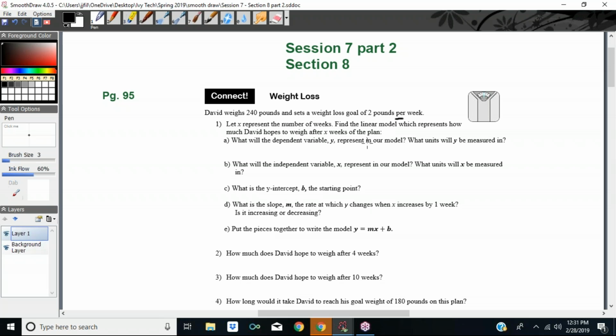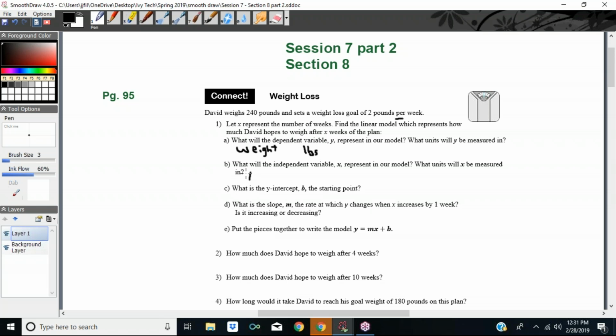So let's look at this now. Let x represent the number of weeks. Find the linear model which represents how much David hopes to weigh after x weeks of the plan. What will the dependent variable be? Well, the dependent variable is the weight, right? We're examining his weight, and it wants to know what the units are going to be. The number of pounds.